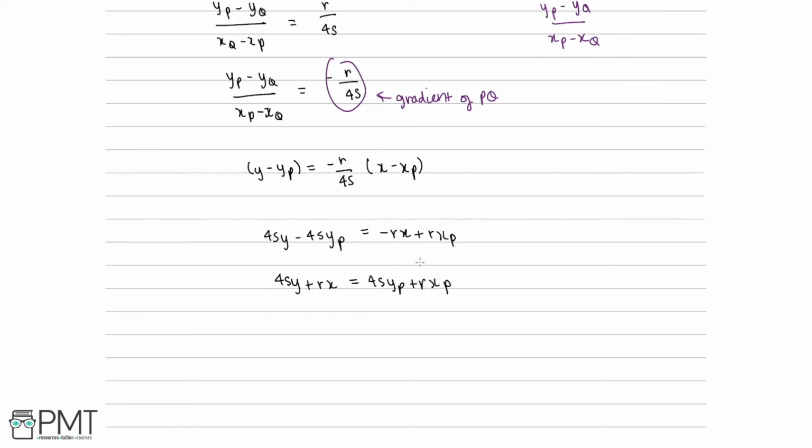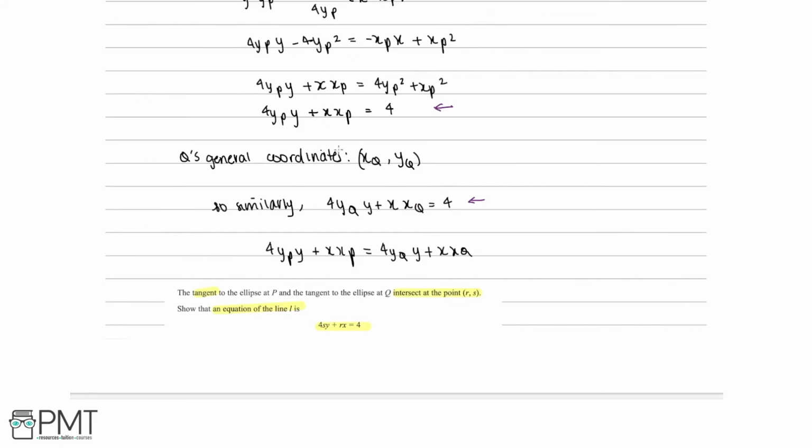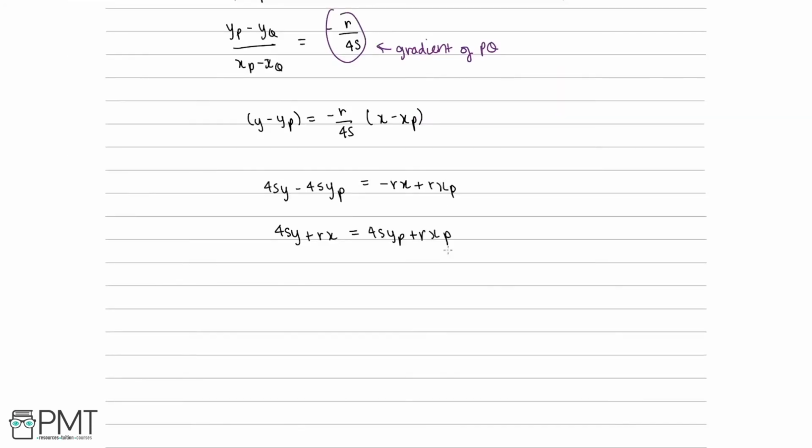Now look at the right hand side, and let's go back up to earlier in our question. We have over here that 4yp multiplied by y plus xxp is equal to 4. So really, we can rewrite the right hand side as 4, because 4syp plus rxp is equal to 4. So 4sy plus rx is equal to 4. And this is what our question wanted us to prove. So hence we've shown our question.